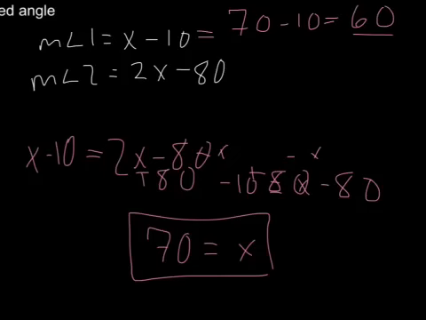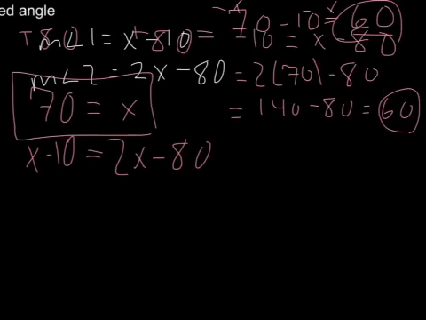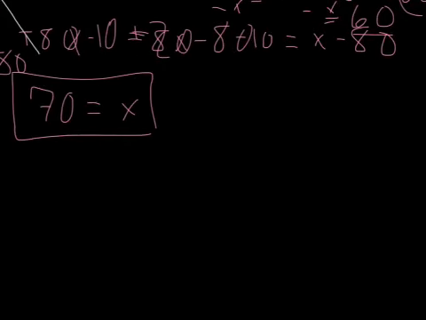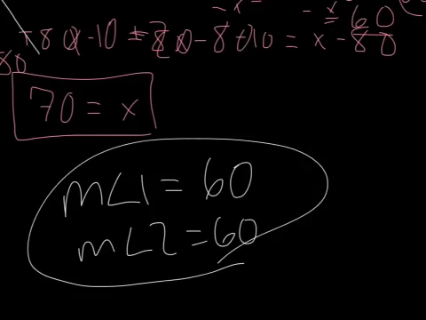Now, since these are vertical, this should give us the same thing because we know they're equal, but let's go ahead and check it anyway. So this would give us 2 times 70 minus 80. That's going to equal 140 minus 80, which indeed is 60 degrees. So if we wanted to write a clean answer here, we might say that measure of angle 1 equals 60 and the measure of angle 2 equals 60.